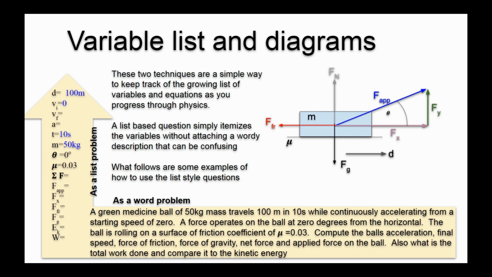Now we started with D, VI, VF, A, and T in the course. Then we added mass, then eventually angle and friction. And now we've added a bunch of force components and energy. So the list grows. And most of the time you would not need this entire list. You would only be using a fraction of it. But if we want to hit you with problems that span everything, the list does get a bit long.